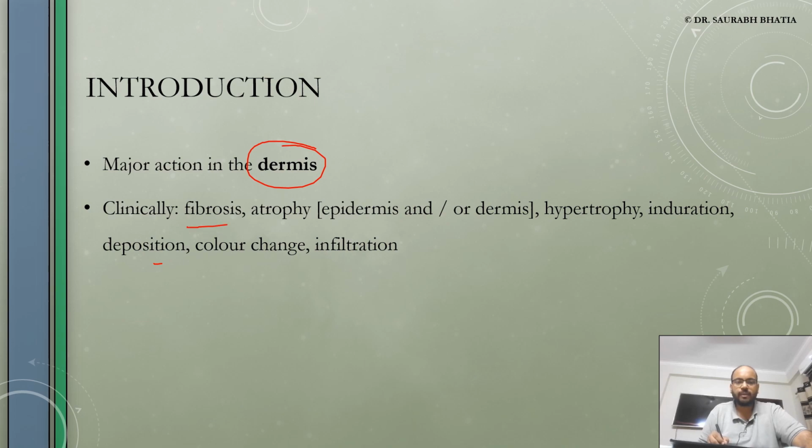Clinically, you see the lesions as fibrosis or atrophy, which can include epidermis with or without dermis, but there will be dermal changes clinically. Hypertrophy, induration, that is some kind of tightness or infiltrated look. Deposition, that we clinically label as an infiltrated plaque. So something is deposited. We can actually touch the lesion and feel that something is deposited in the dermis. And color change. So if you have changes in the dermis and the epidermis, the texture and color of the plaque would change. That's how sclerosing reaction pattern presents clinically. So let's go forward.